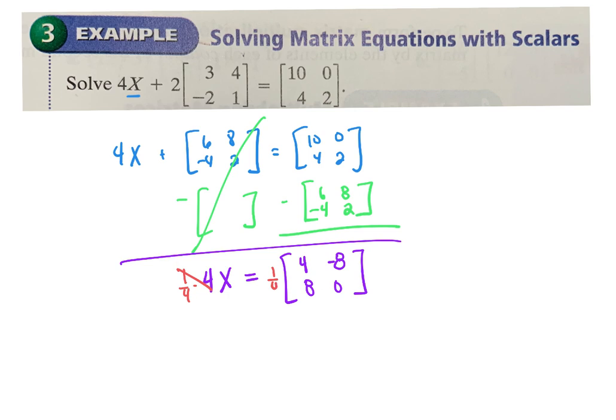And so that's the same thing as multiplying by a scalar on the other side. You're just dividing by 4. So we have x is going to equal 1, -2, 2, and 0.